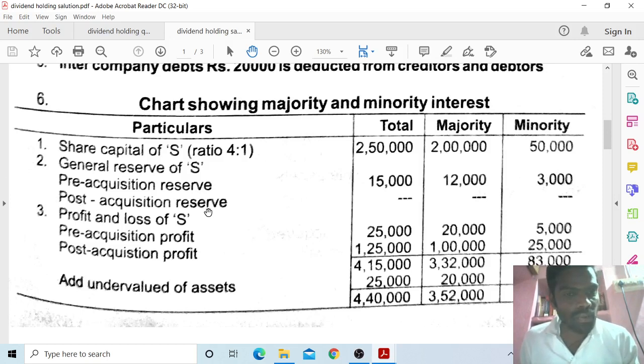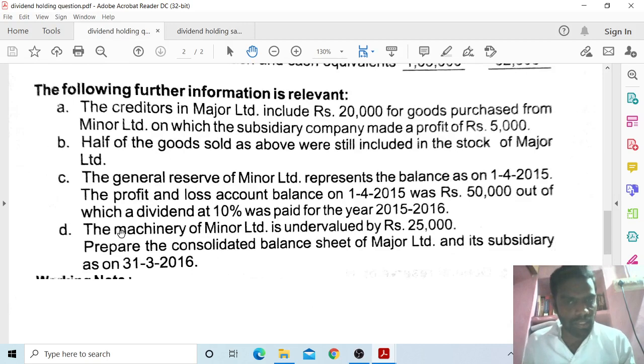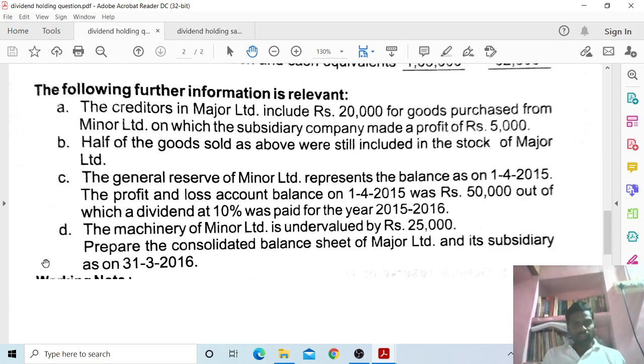Next, post-acquisition reserve. It is nil, there is no current year balance here. Next, profit and loss account of Minor Limited, so pre-acquisition profit, you have to take pre-acquisition profit.